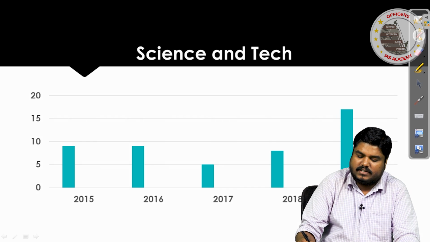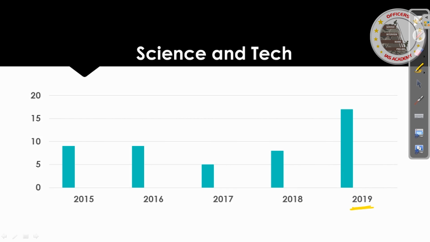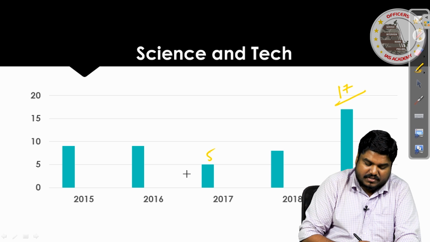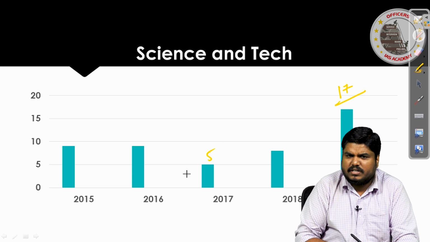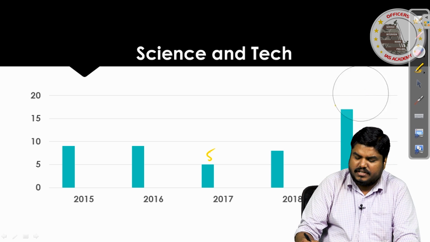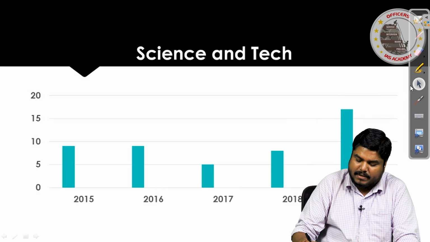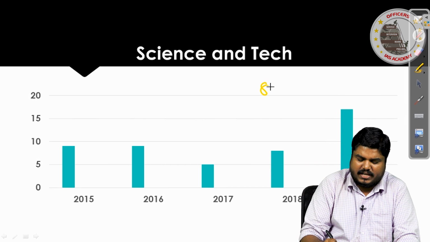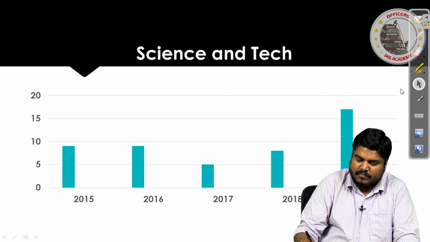The next one is science and technology. In 2019 alone, we got around 17 questions from science and technology, right. Every year, see, minimum we can say 5 questions, maximum 17. We can comfortably expect 8 to 9 questions in 2020 prelims from science and technology. So, the average will be around 8 to 9 questions, right.